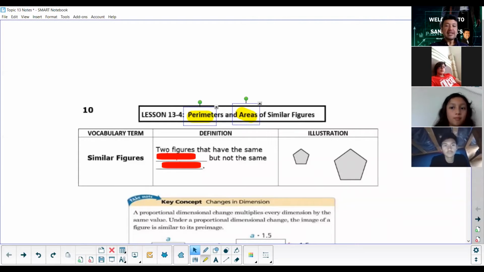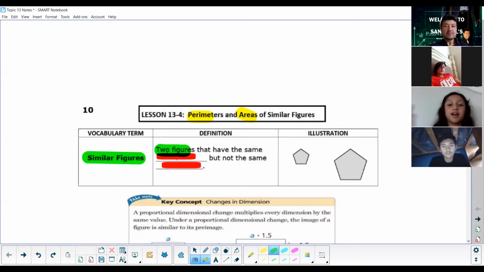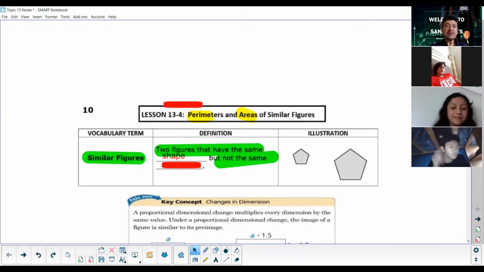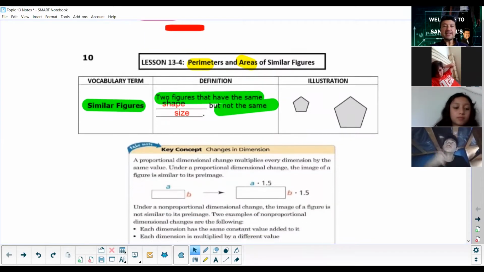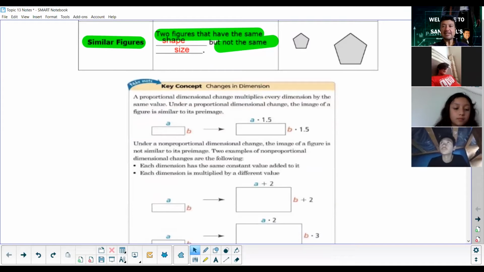So with that, Celeste, go ahead and read the vocabulary term for similar figures. Two figures that have the same blank, but not the same blank. Okay, Celeste, what are those blanks? I'm guessing shape, but not the same size. Excellent. Because anytime you have similar figures, they're going to look the same, but they're just not going to have the same size. Now, the thing that we're going to discover is that we have the benefit that they're going to have a relationship that exists between them.